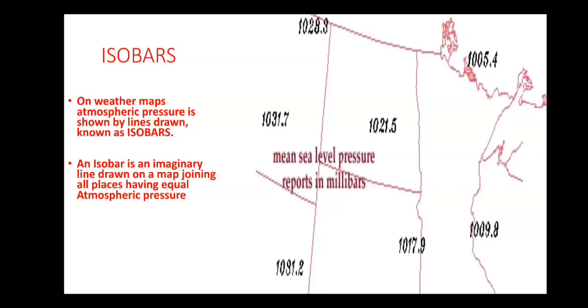Isobars. On weather maps, atmospheric pressure is shown by lines drawn, known as isobars. An isobar is an imaginary line drawn on a map joining all places having equal atmospheric pressure.